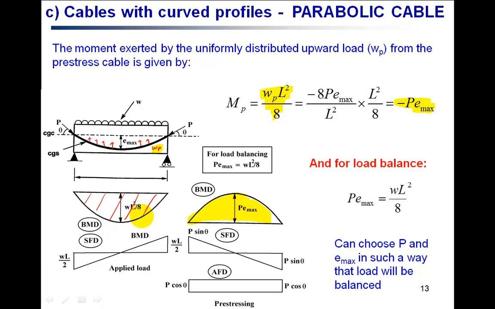And to achieve a balanced condition where the pre-stressing load is balancing out the external load so that we don't have any deflection, these two parameters need to be equal. So the PE max, that is the moment caused by the pre-stressing force, should be equal to the moment caused by the external loading. So for the design of the pre-stressed concrete beam, we can choose the load P and E max in such a way that the external load will be exactly balanced, so that there won't be any cracks or deflection in the beam.